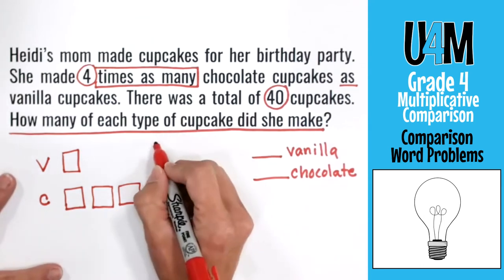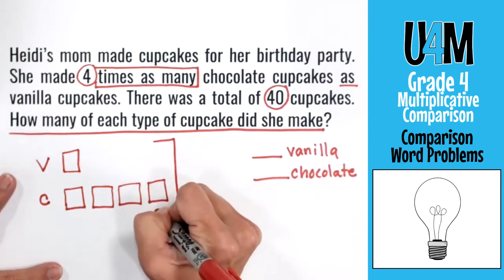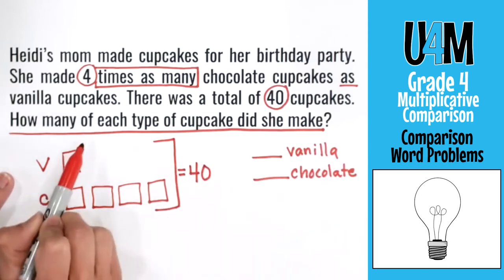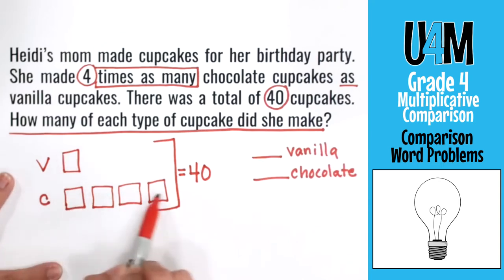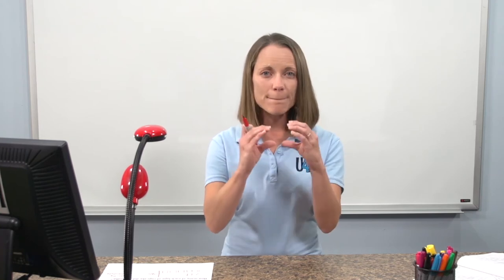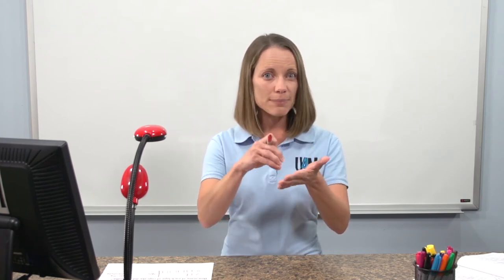Now I'm going to create a bracket around both of them, and I'm going to make that equal 40 because I know all together these boxes equal 40. That seems like a lot, right? But try to think of this as like a ratio. So for every 1 vanilla cupcake, there's 4 chocolate cupcakes. So there's 4 times as many. Whatever that box is going to be, we're going to multiply that box by 4 to find out the chocolate number. So let's get back to it.